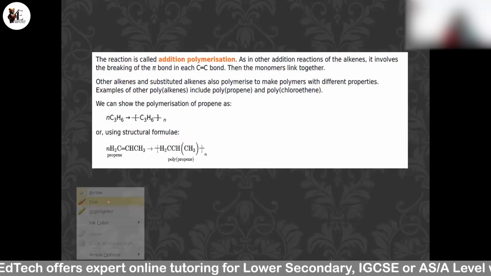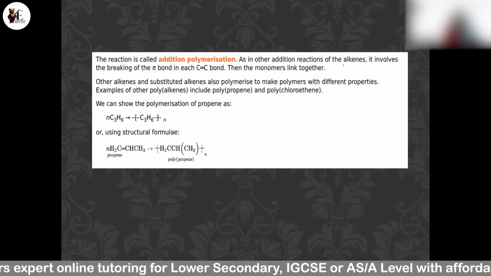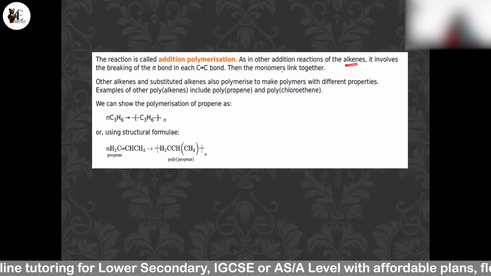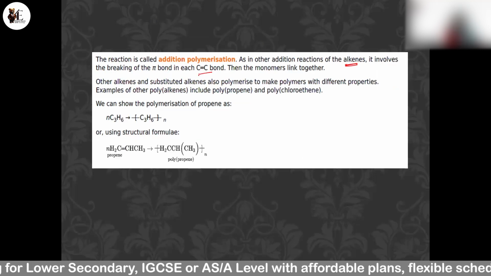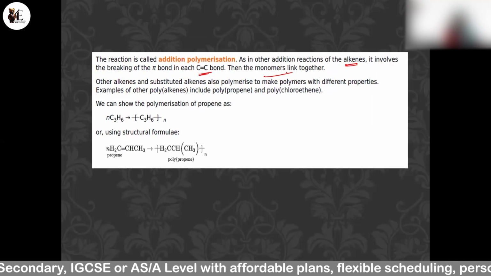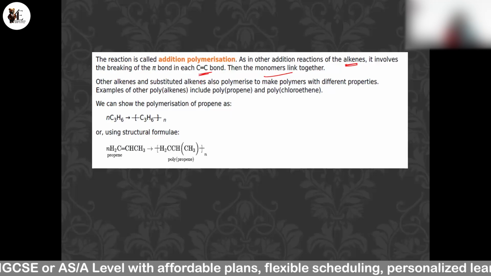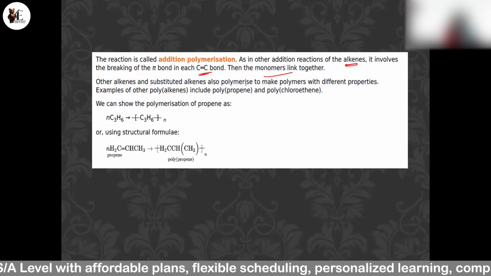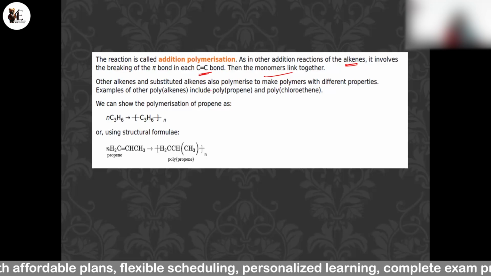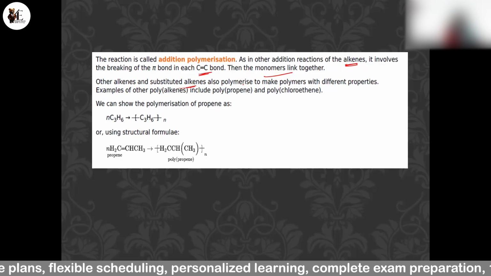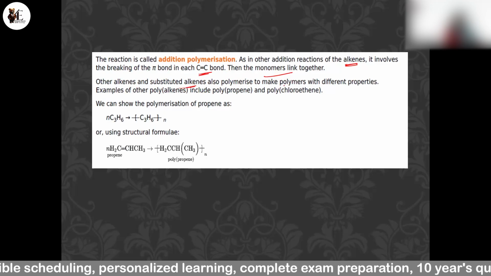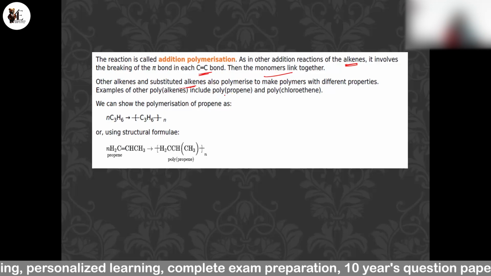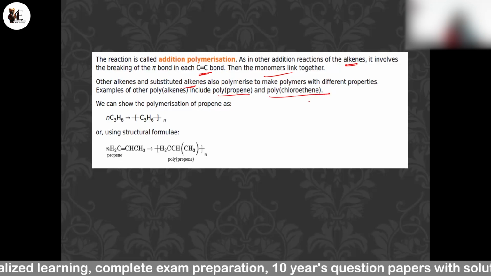It is called addition polymerization. As in other addition reactions of the alkenes, here also the pi bond is breaking in the C double bond C, and the monomers link together. Other alkenes and substituted alkenes also polymerize. This is the example of only ethene, but other alkenes and substituted alkenes also polymerize to make polymers. They have different properties, for example polypropene and polychloroethene.